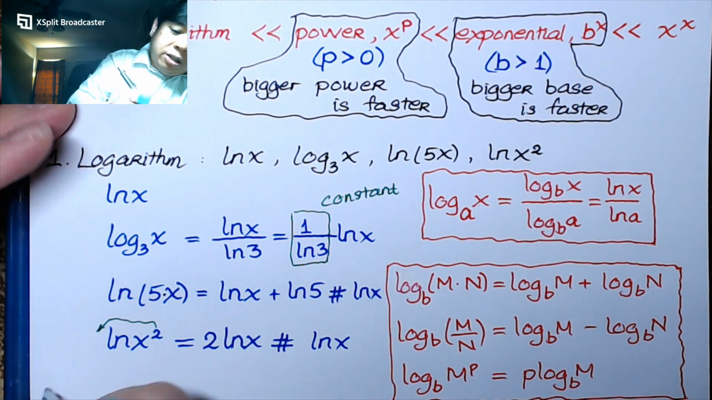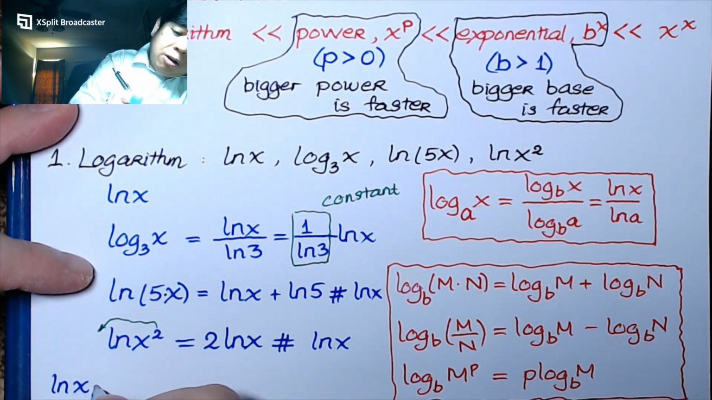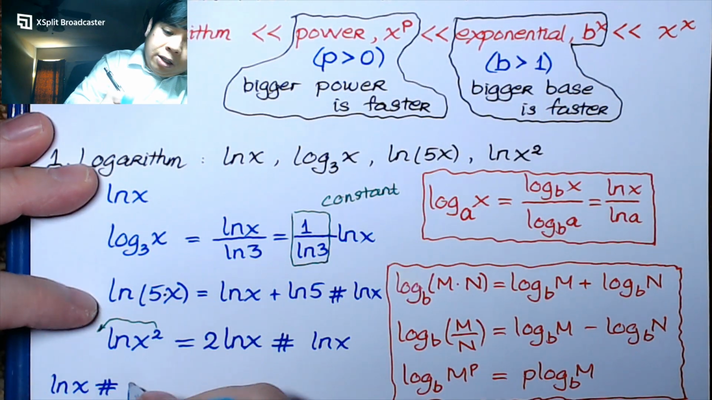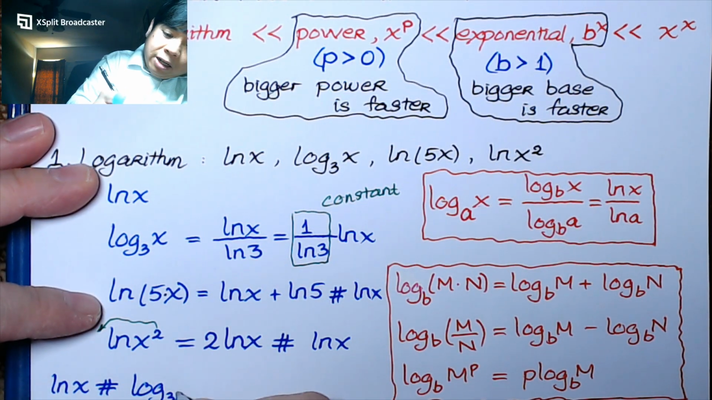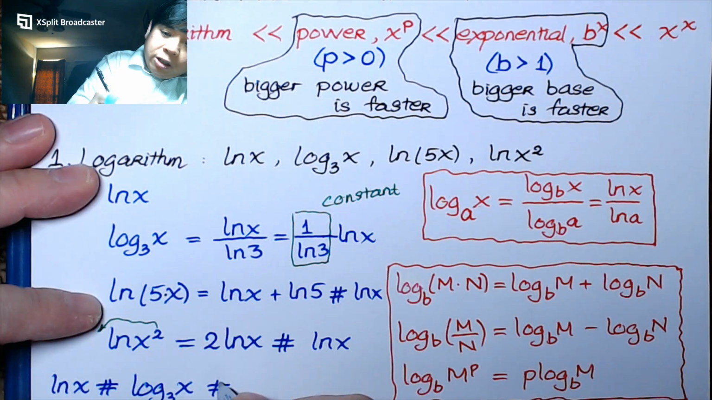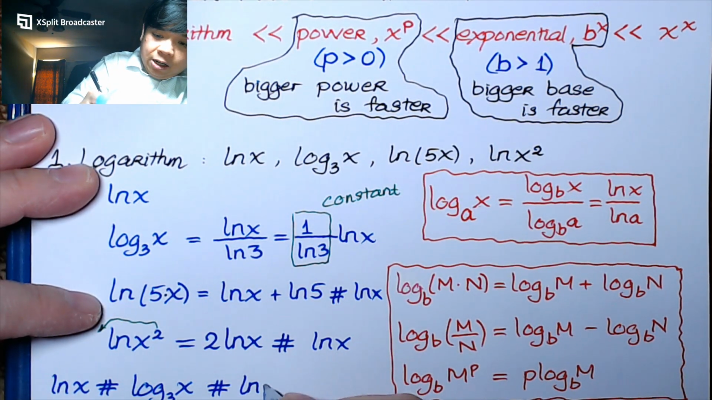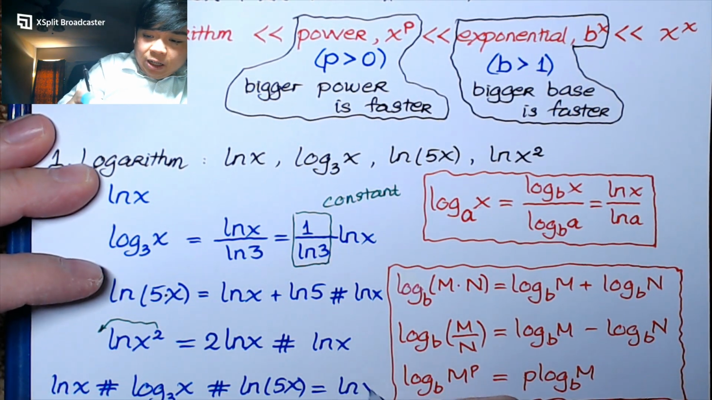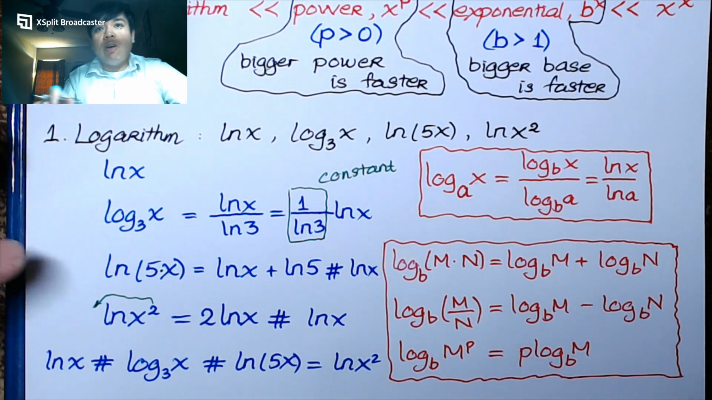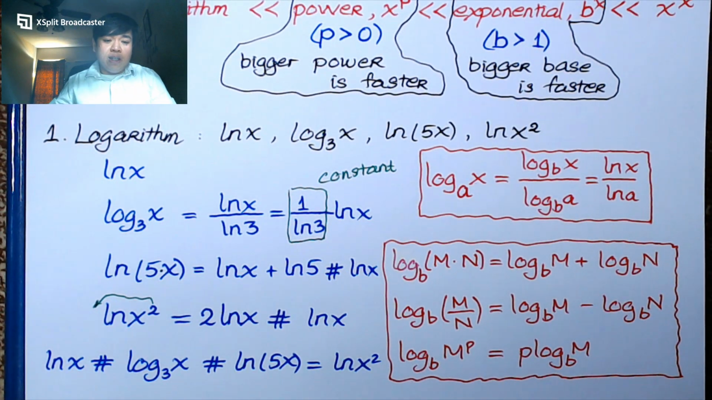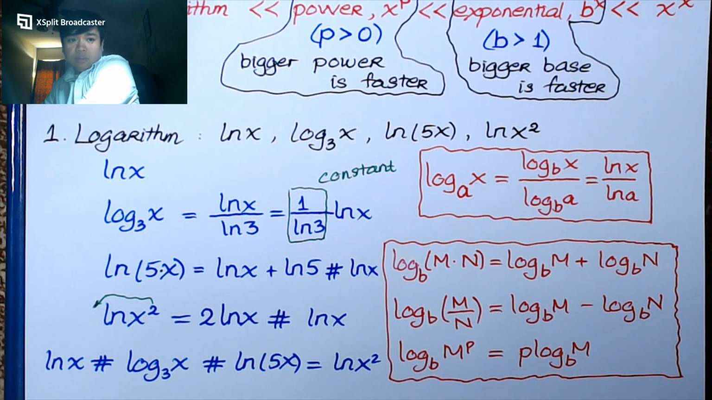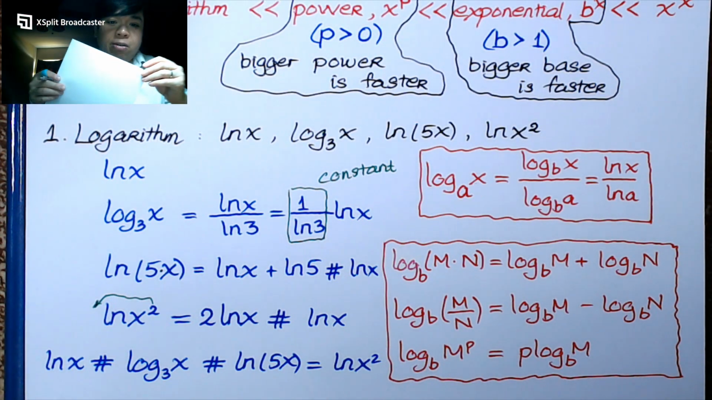So let's write the result. ln of x has comparable rate with log base 3 of x, with ln of 5 times x, sorry, and ln of x squared. All those functions have the same rate. So that's the first one. We group all the logs. So that's the first step.